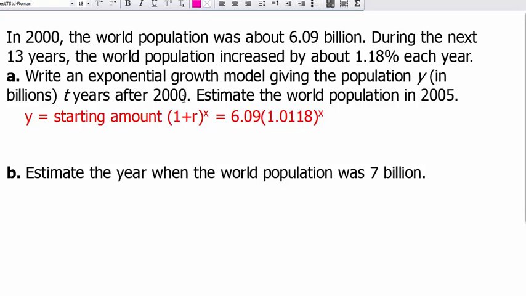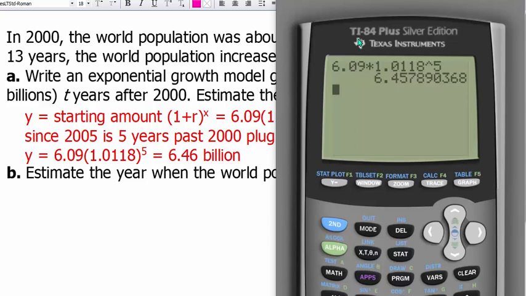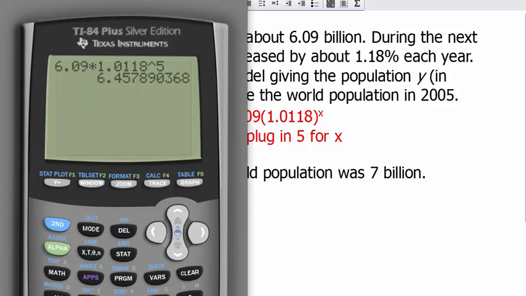And we very often don't plug in the actual year, we plug in how many years since the starting point. So in this case, we have 5 years past 2000. So we're going to put in a 5 and number crunch that. Calculator screen right here for that. So how else could we estimate when the population would reach 7 billion?